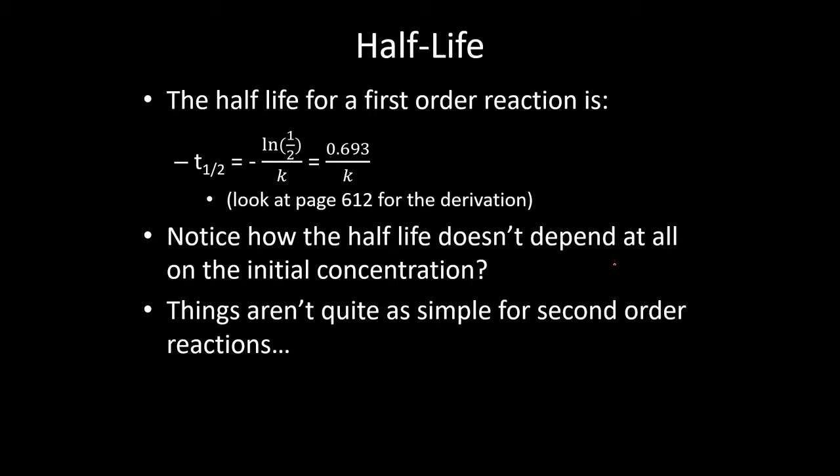So for a first order reaction, the half-life, which is normally represented as T sub 1/2, is equal to 0.693 over K. And if you want to look up the derivation for that, you can. I don't think that page number is correct, though. I think that is different in this new book. But regardless, the half-life is just a constant divided by the rate constant. This 0.693 is just the natural log of a half.